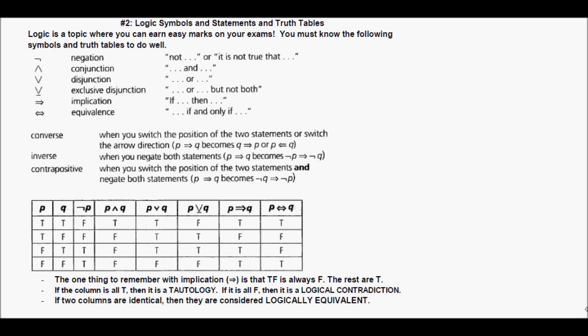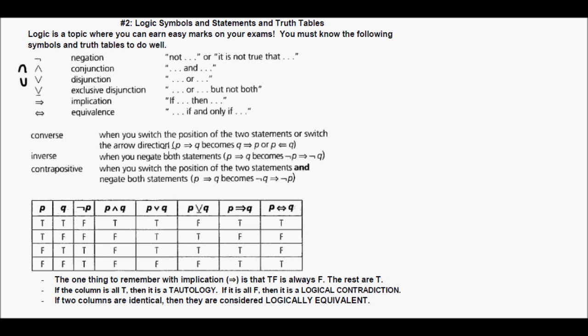Okay, for the second section here, we got logic symbols and statements and truth tables. Logic is a topic where you can earn easy marks. You must know the following symbols, though. So this is negation, not. This is and. This is just like the set symbol that looks like that. This is disjunction. This is or. Then or but not both. If then, if and only if.